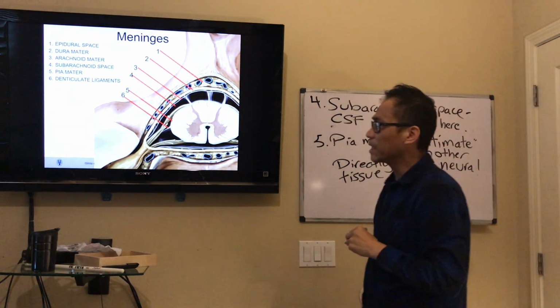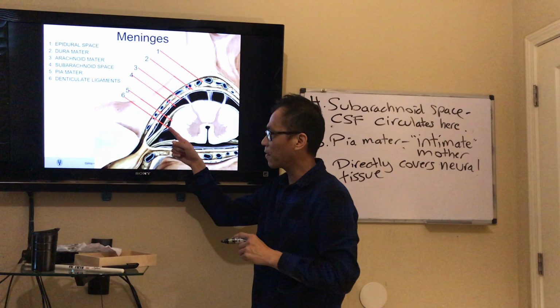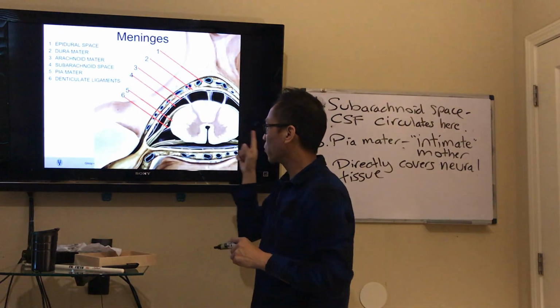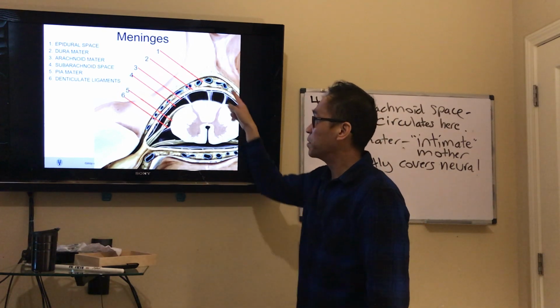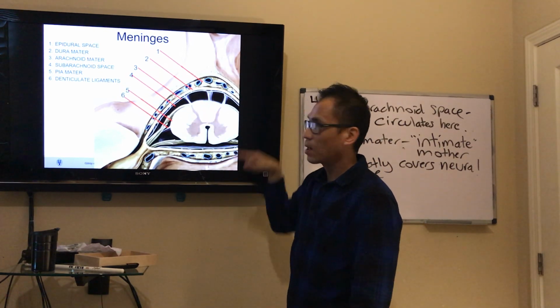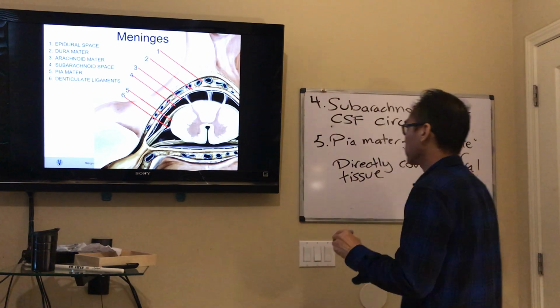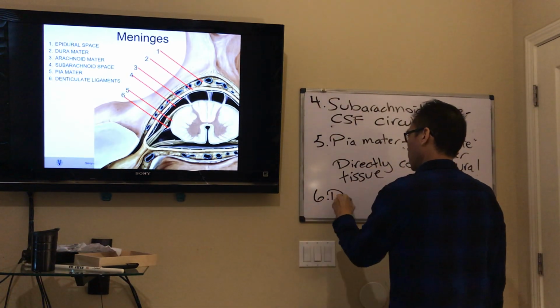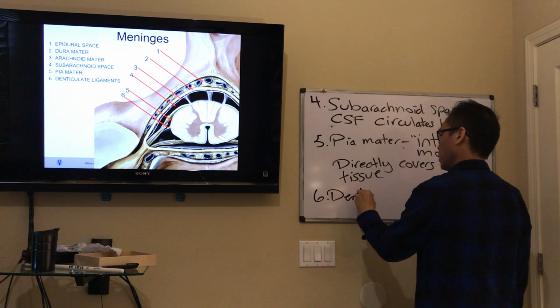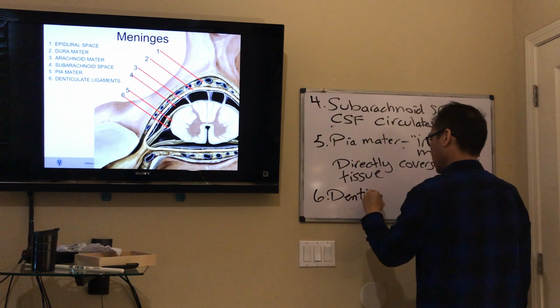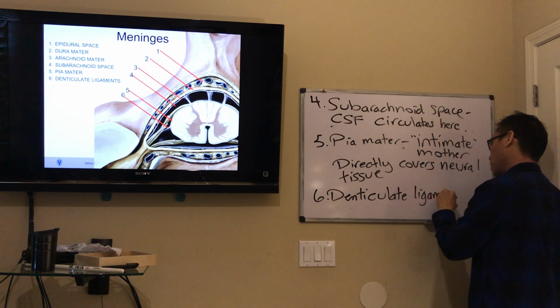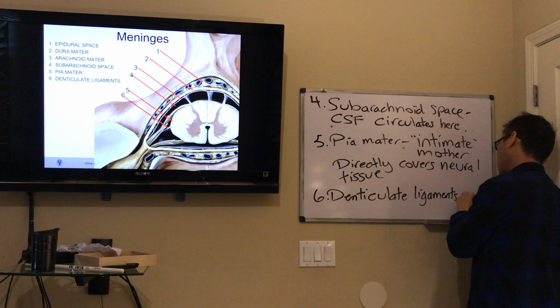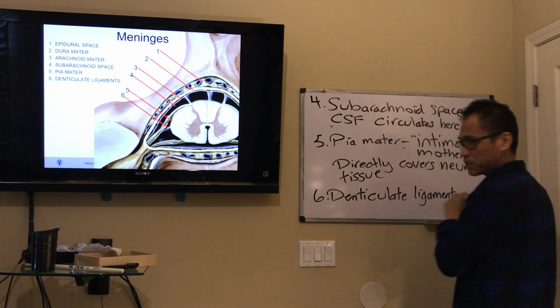Number 6, denticulate ligaments, not one of the meningeal layers, but I thought I'd mention it. They're on either side and provide lateral support to the spinal cord within the space here, which we call the vertebral canal. Again, they provide lateral support to the spinal cord.